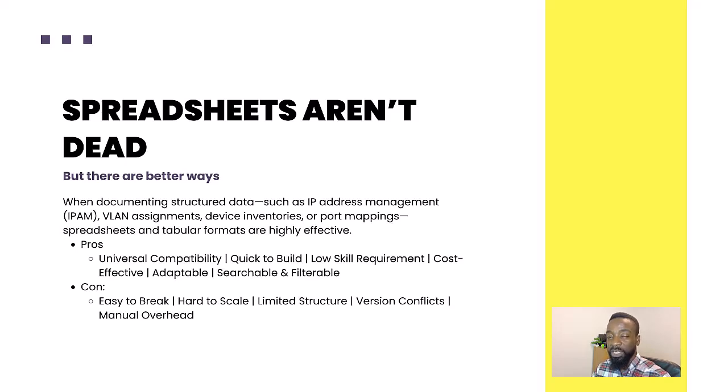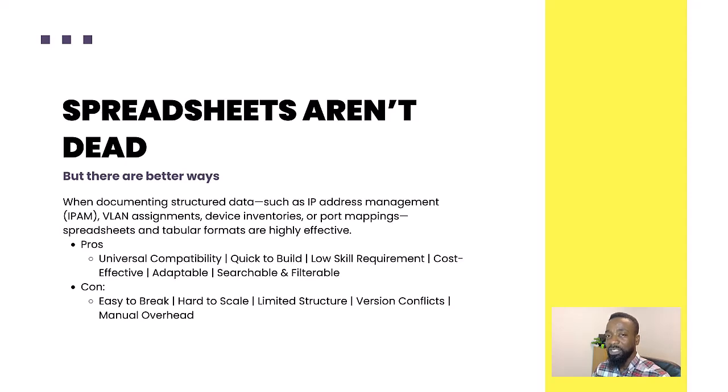Next one is cost effective. You can get it freely on Microsoft, on Google as Google Sheets, and you can also get it on LibreOffice. So it is easily obtainable. Another one is adaptable to collect any type of data you want to collect. Then we have also, you can search and filter using a spreadsheet. But you have some disadvantages with spreadsheets, especially when it comes to documenting things that are live, things that will change or would be modified in the future.